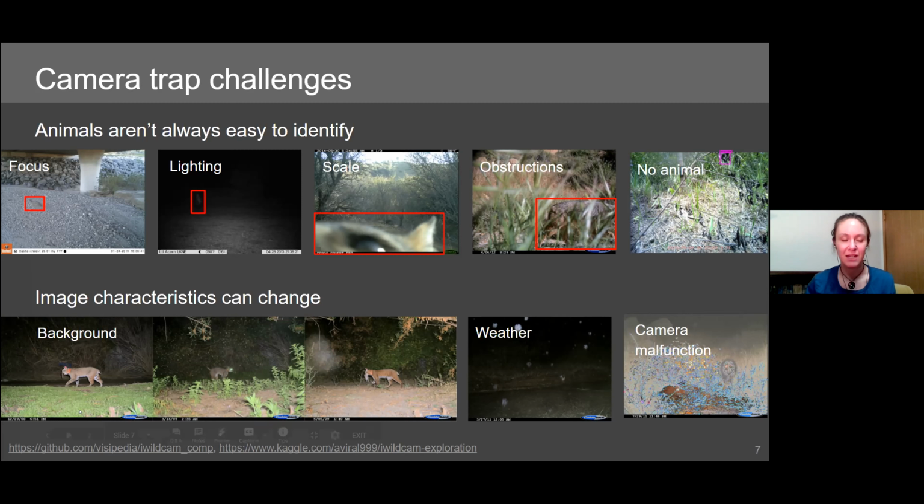Like this bottom right one here, that's pretty clear, and I would classify that as good. Sorry, bottom left.